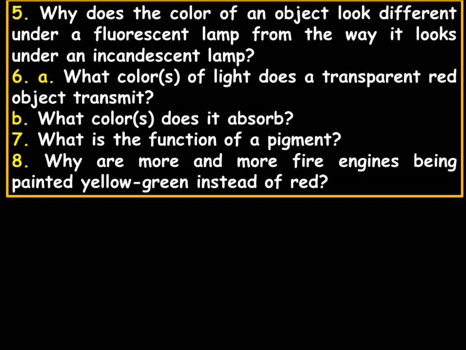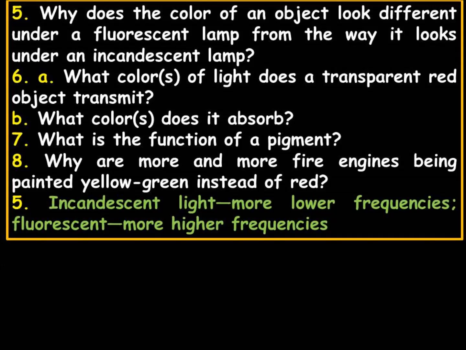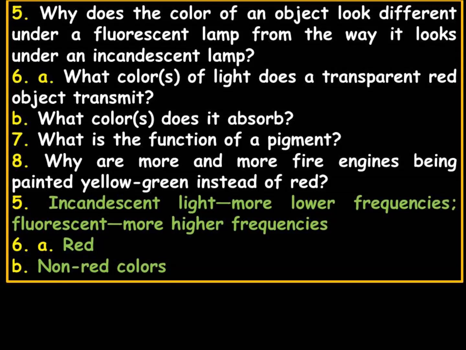Why does the color of an object look different under a fluorescent lamp from the way it looks under an incandescent lamp? Well, very basic, very simple, and that is that incandescent light has more lower frequencies, and fluorescent light has more higher frequencies. So you have the blues and down below you have the reds and the oranges and the yellows.